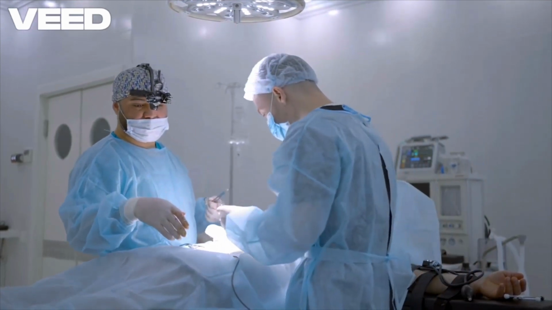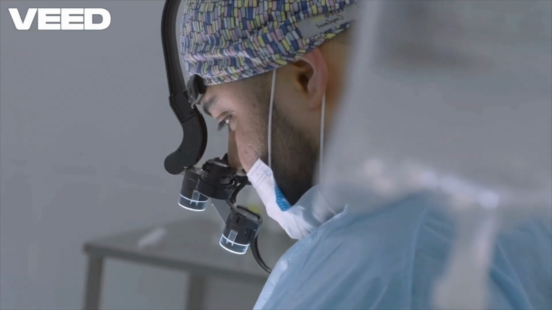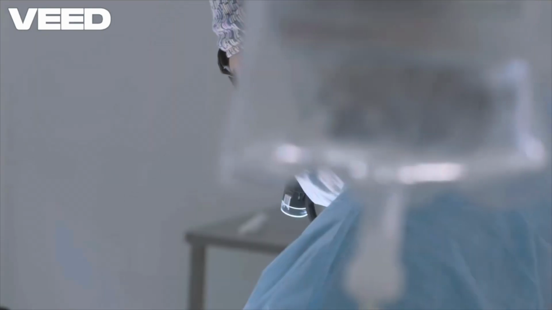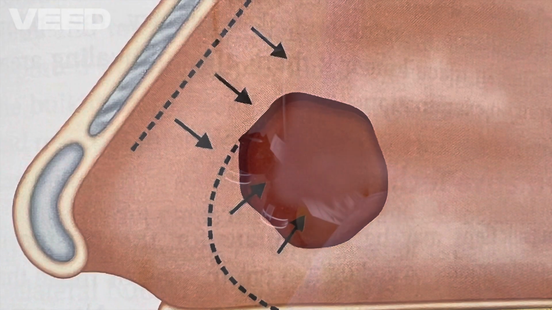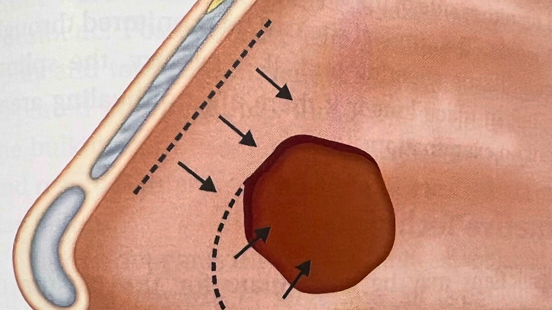Cocaine use is a well-known cause of septal perforation due to its vasoconstrictive effects, leading to tissue necrosis with repeated use. Industrial exposure to substances like chromic acid or potash fumes can also irritate and damage the nasal lining over time.